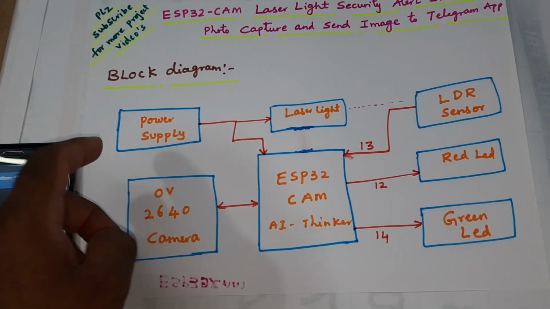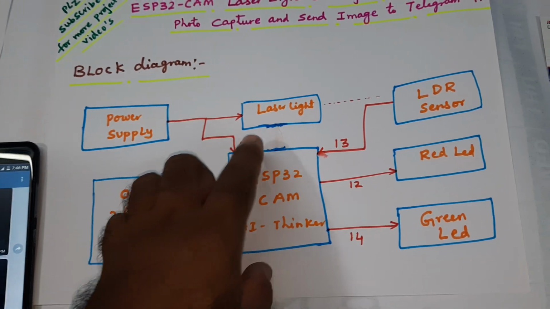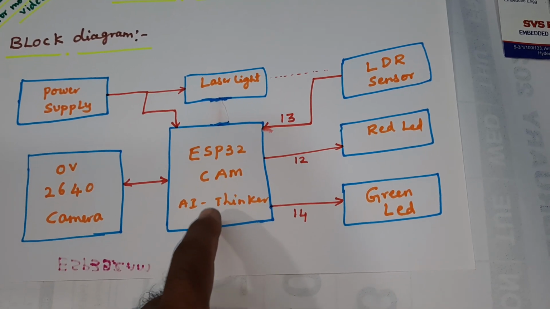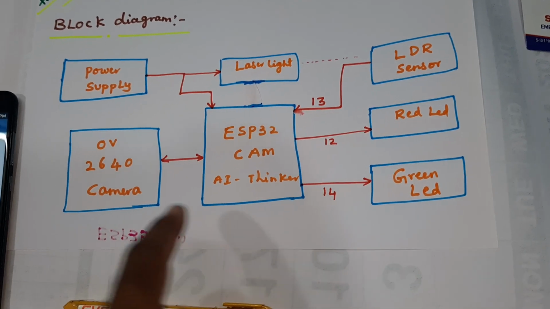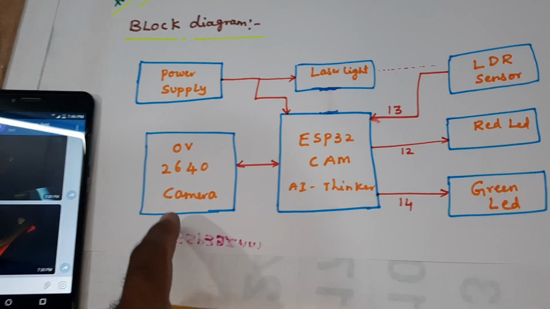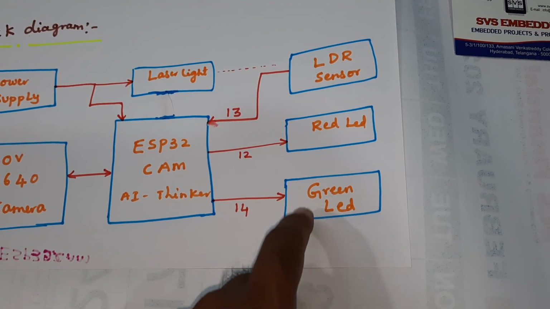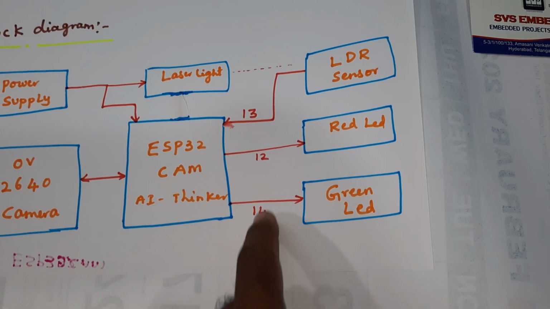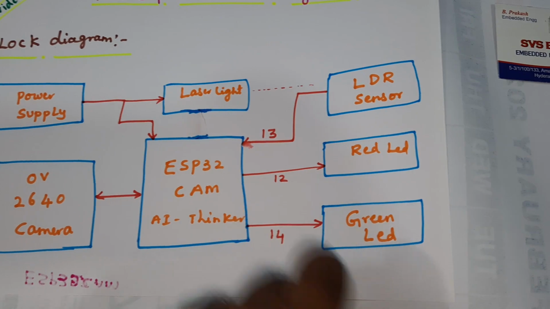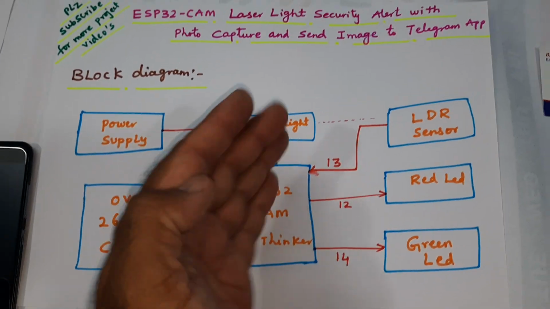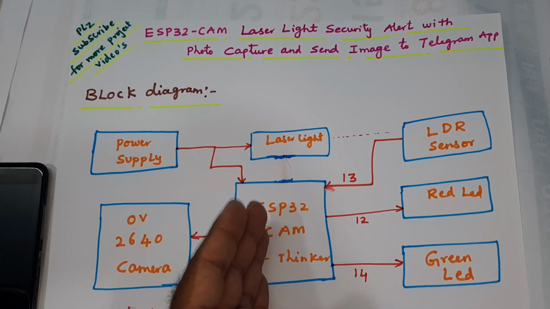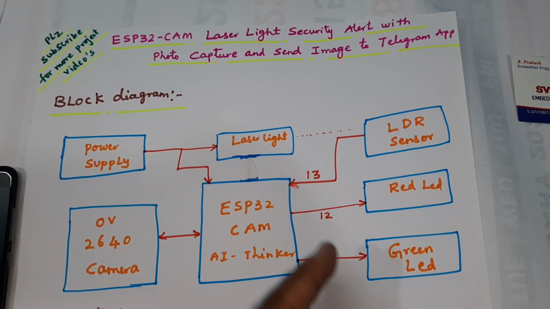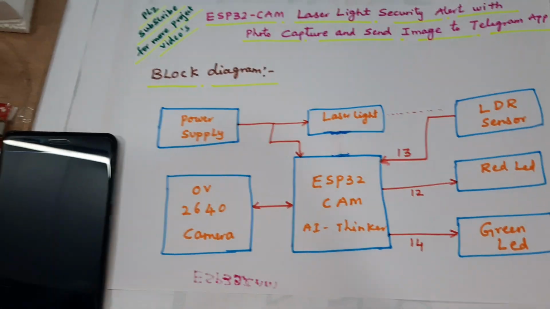Here we are using a 5 volts power supply, laser light, LDR sensor, ESP32 CAM AI Thinker module, OV2640 camera, and one green LED and one red LED. The red LED is connected to pin 12, the green LED to pin 14, the LDR sensor to pin 13, and a laser light. If any intruder appears, it will send the data to the ESP32 CAM module. The camera will capture the photo and send it to the Telegram app.